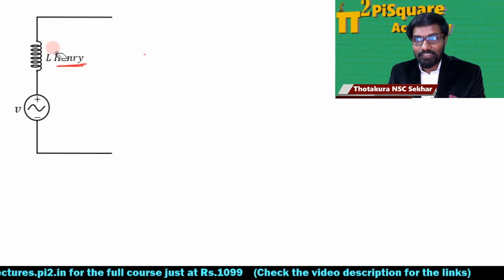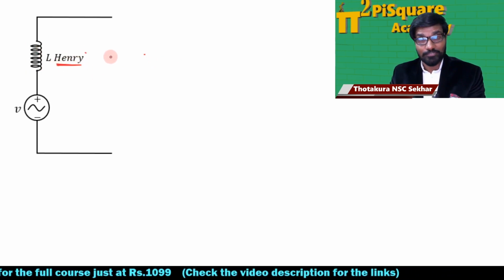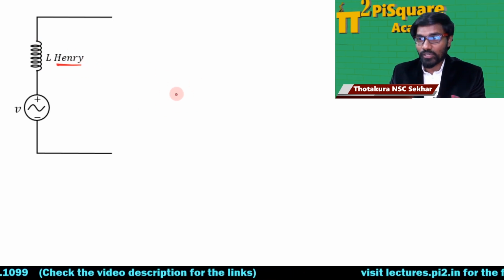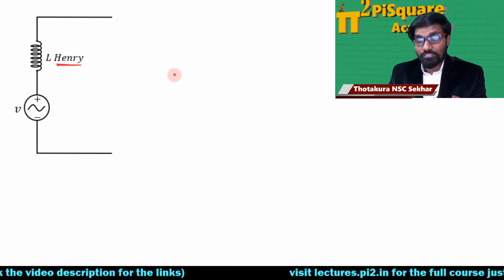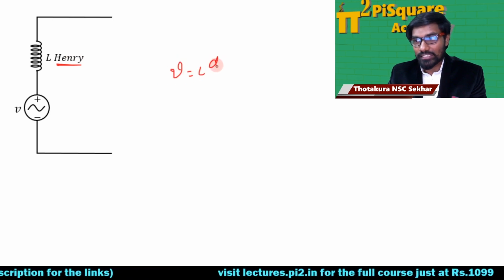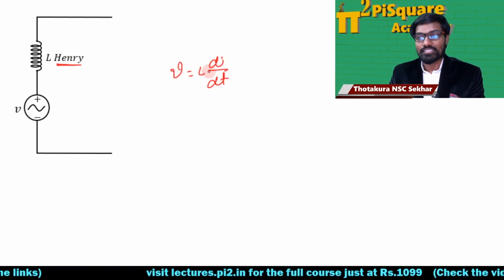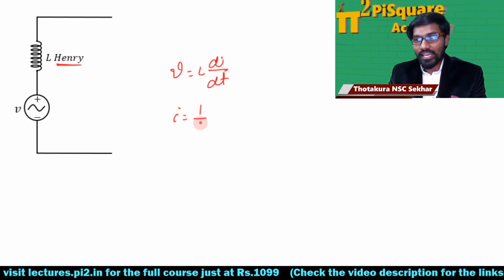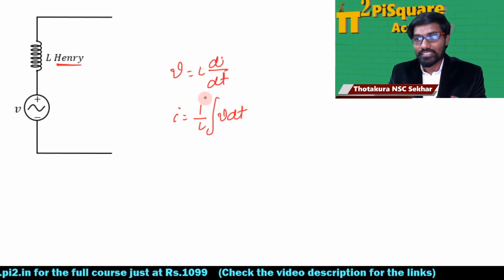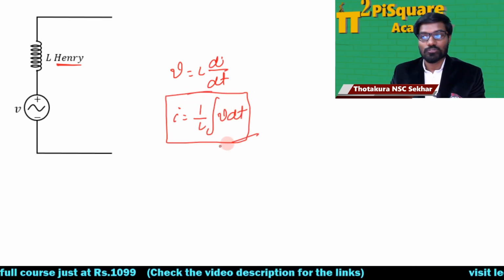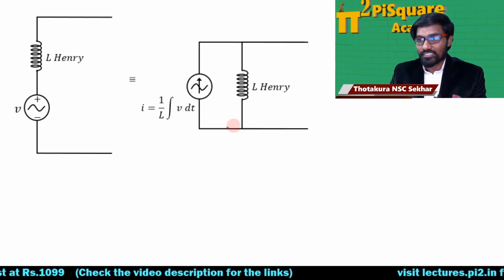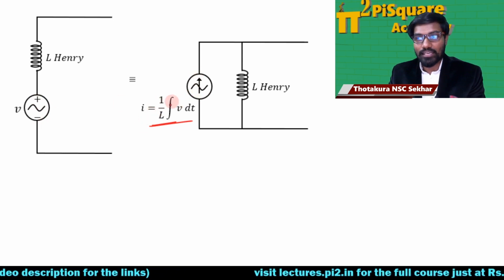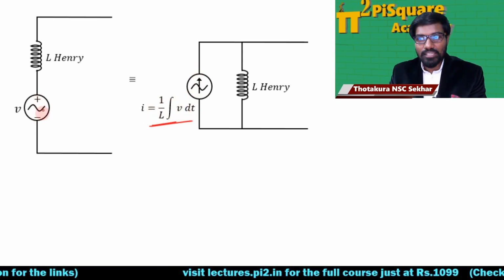Okay, now we have an inductor in Henry. The unit is in Henry, careful, not in ohm. In that case, for an inductor, V = L di/dt. So I = 1/L ∫V dt. This is the value of the current source. The current source will have the same direction, and its value is 1/L ∫V dt. And I'm considering plus minus here.